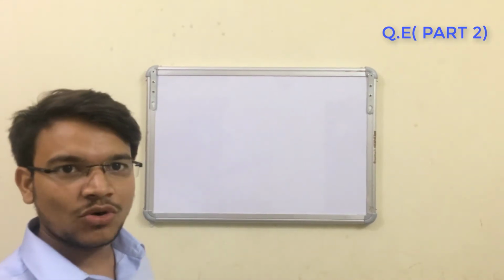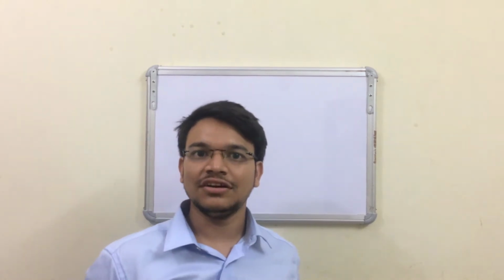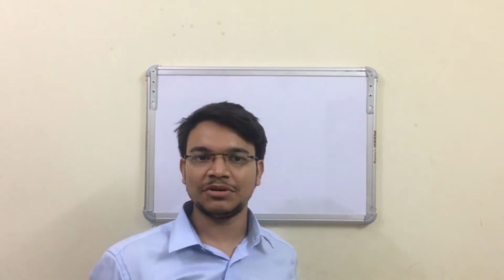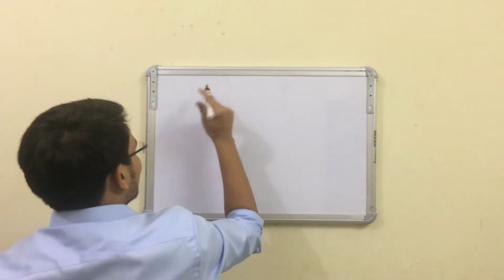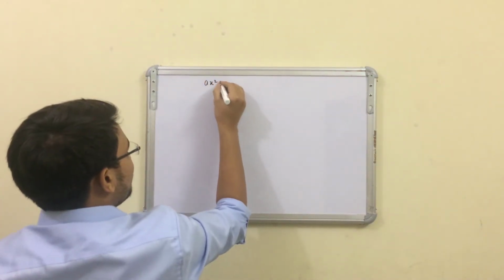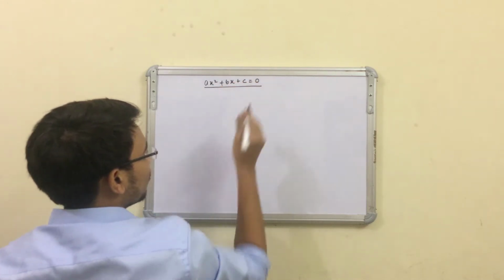Today we will study the quadratic equation and its related graph. How it is related with the graph. So it is the graphical interpretation of the quadratic equation. Let us see. ax² + bx + c = 0. This is the general quadratic equation.